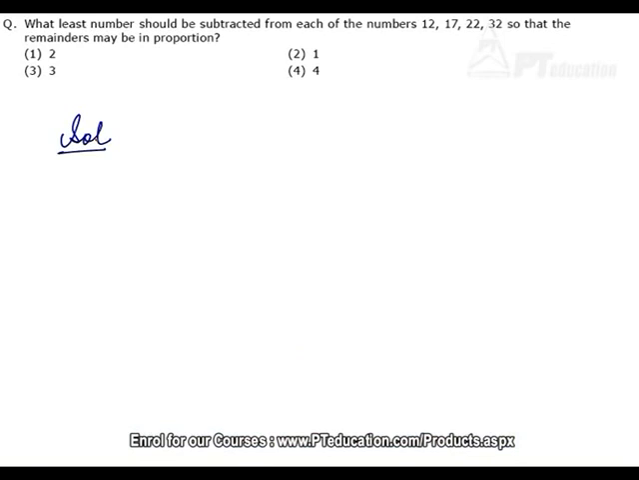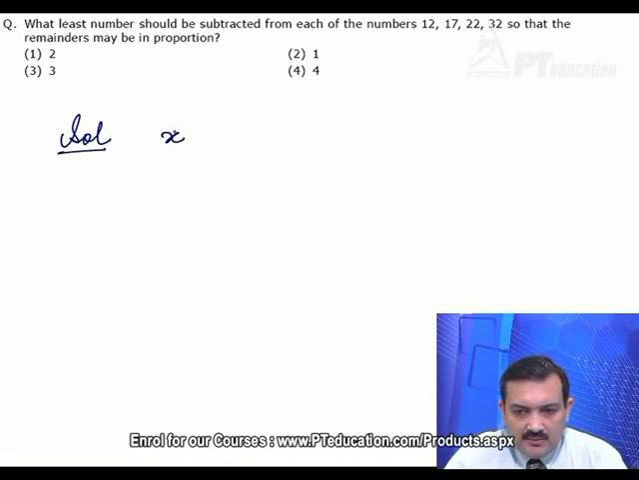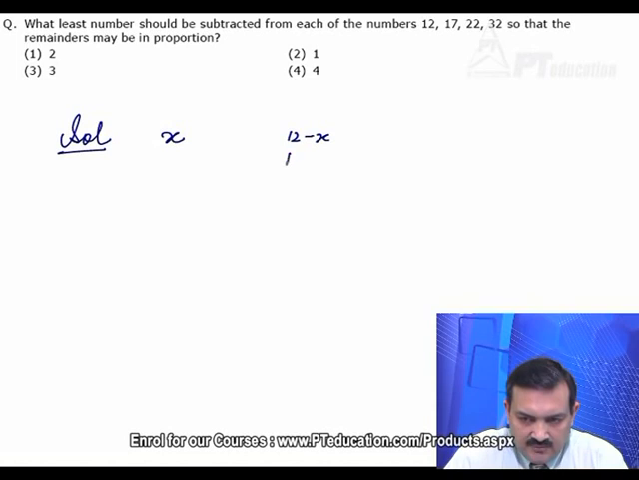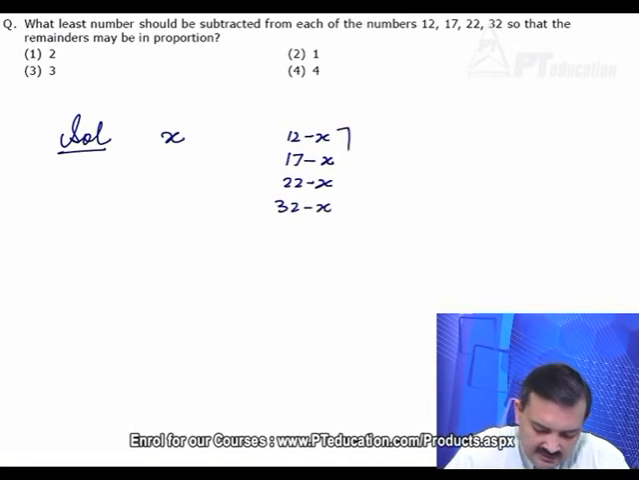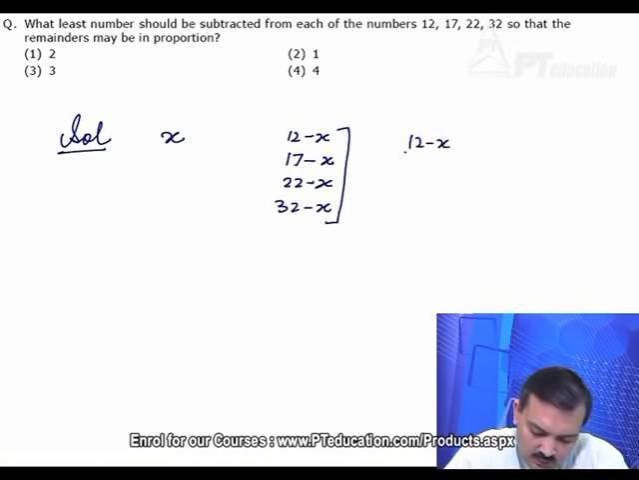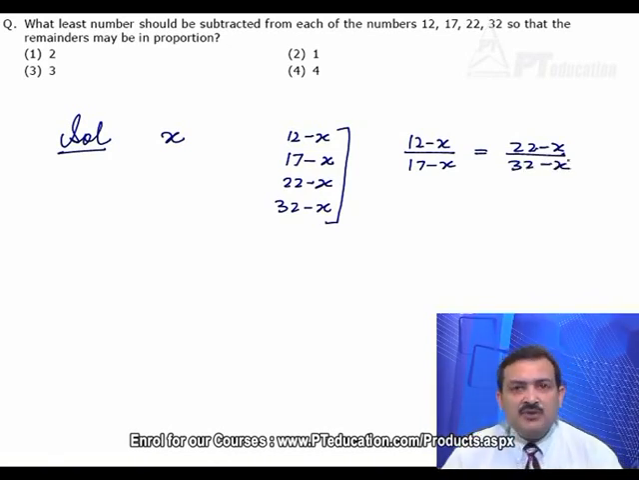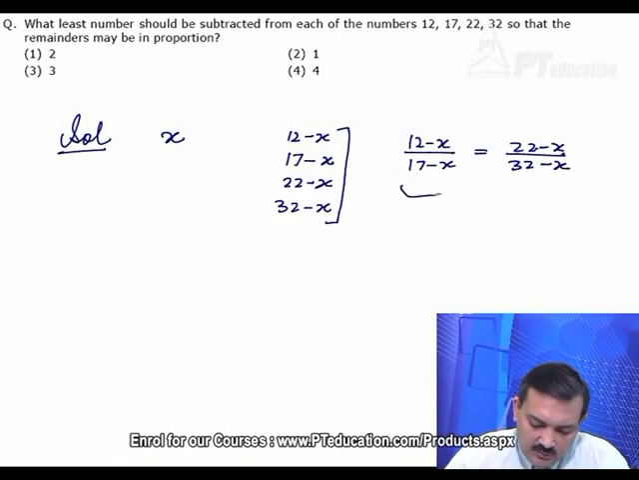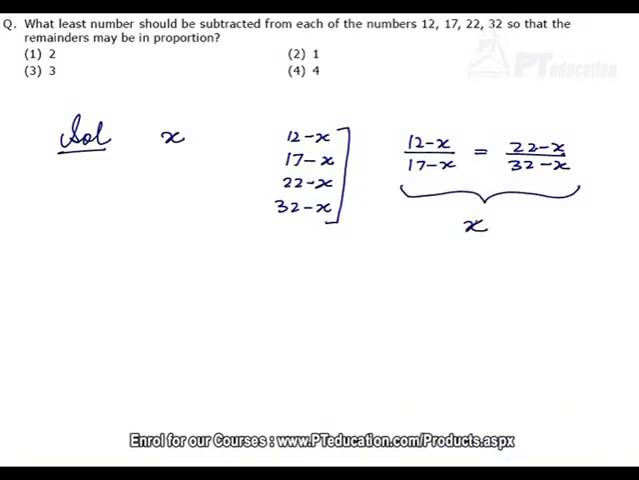The least number be x. So this means that 12 minus x, 17 minus x, 22 minus x and 32 minus x will be in proportion. So the equation now will be 12 minus x upon 17 minus x will be 22 minus x upon 32 minus x. And if this is the equation, this can be solved to get the value of x. I hope this method is very clear.